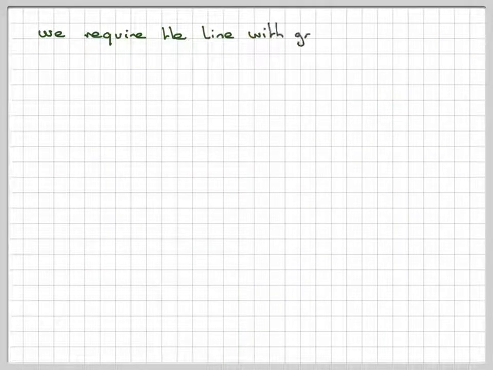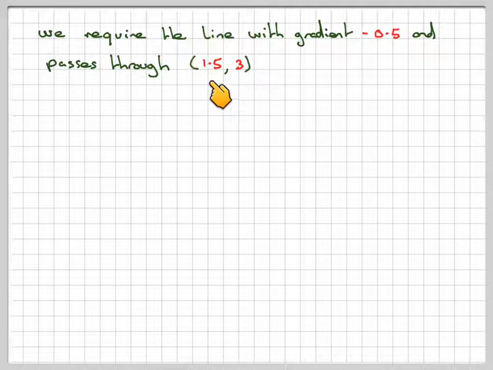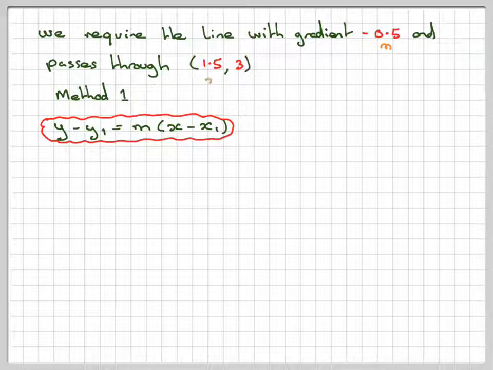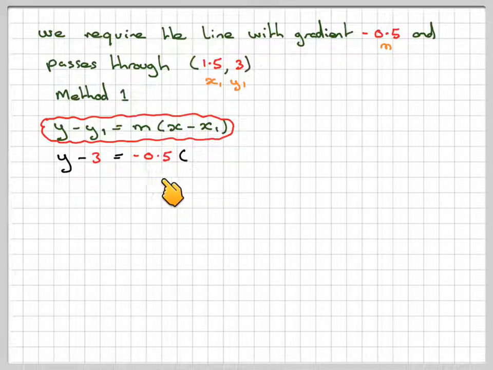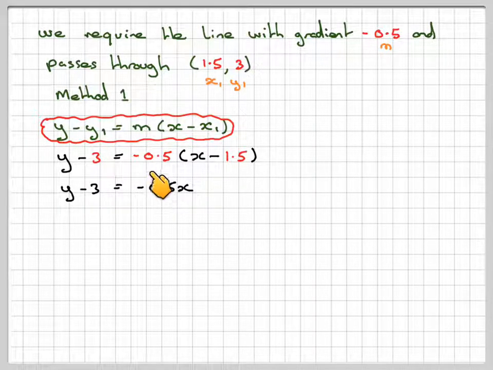So we require the line with a gradient of -0.5. I'm going into decimals now, passing through the point (1.5, 3). There are two methods again. You can use either y - y1 = m(x - x1). This is m, this is x1, y1 in this formula. So it's going to be y - 3 = -0.5(x - 1.5). Now you'd expand the bracket, so it's y - 3 = -0.5x, and then you do -0.5 times -1.5. You can do that on your calculator.